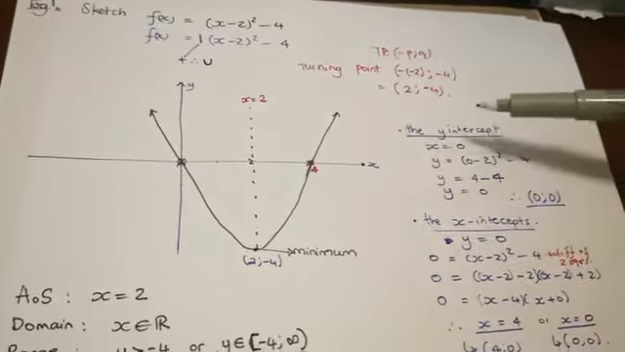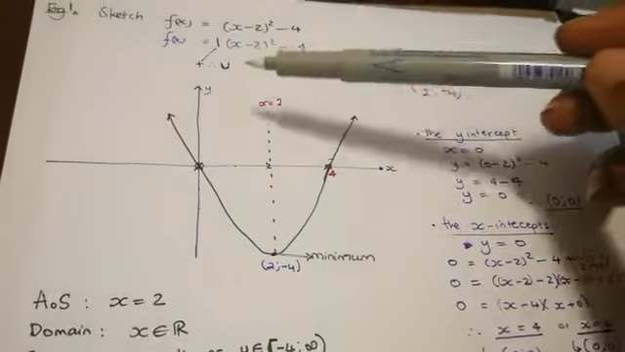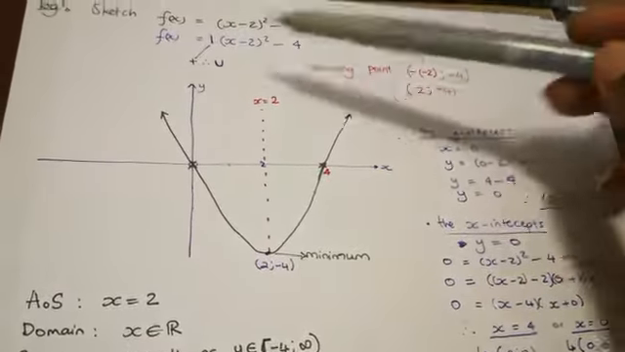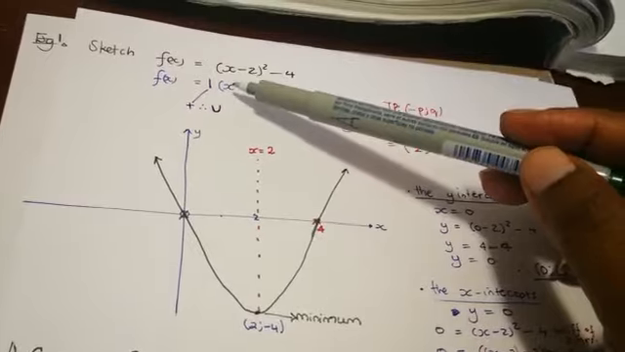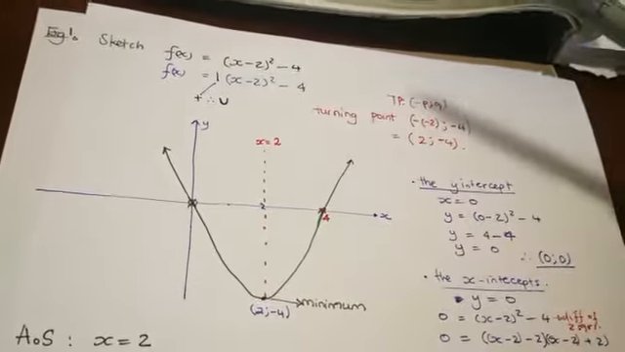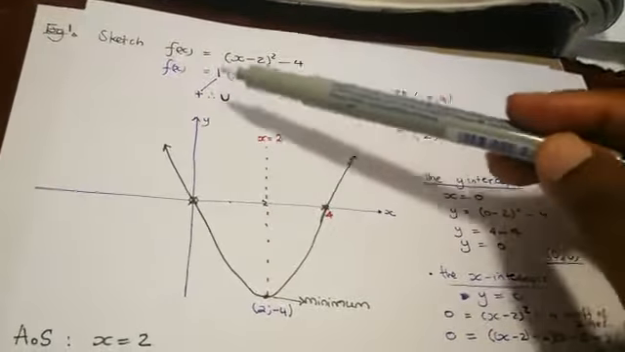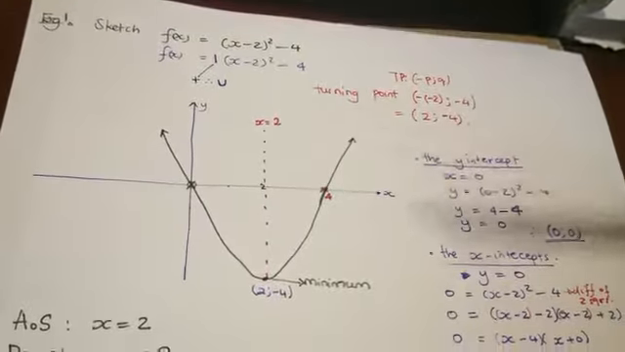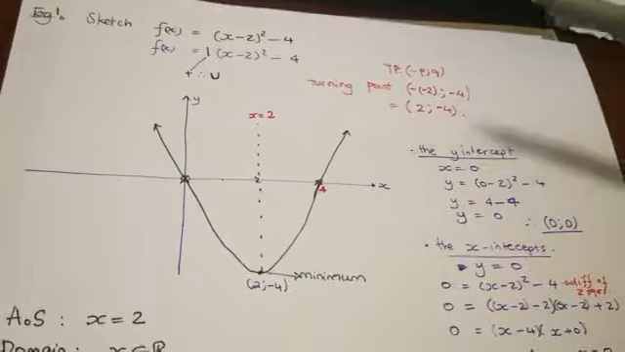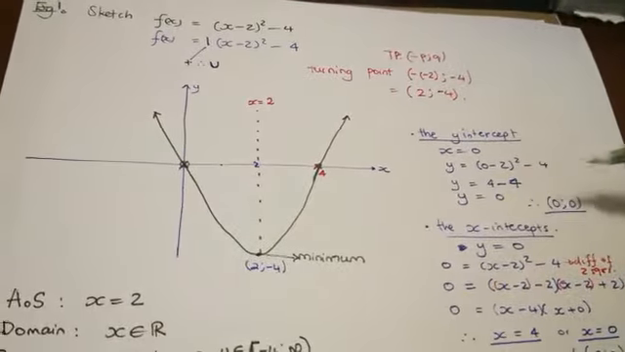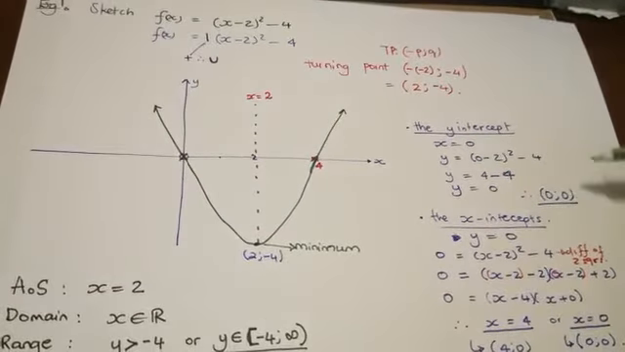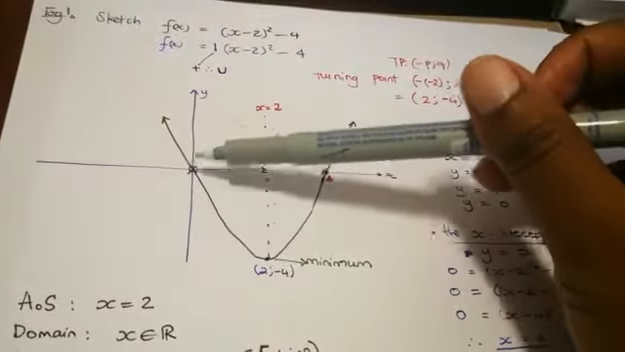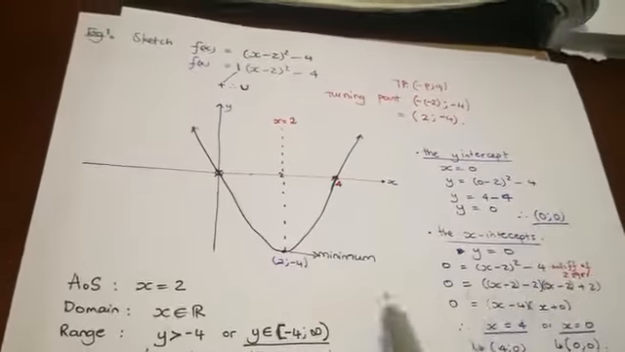And then you find the y-intercept by letting x be equal to 0. So you put 0 here. So 0 minus 2 is -2. Please make sure you put this in your calculator. -2 in a bracket squared will give you 4. So 4 minus 4 is going to give you 0. So it means the y-intercept is (0, 0), and then you indicate your y-intercept.